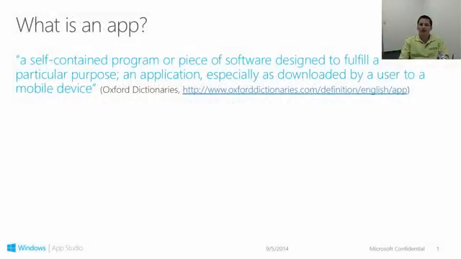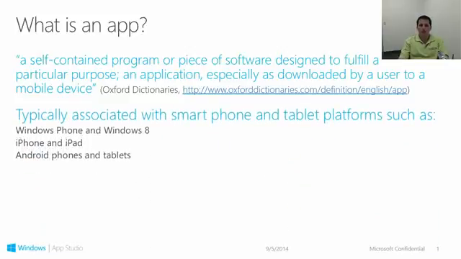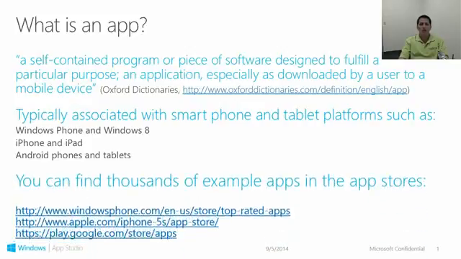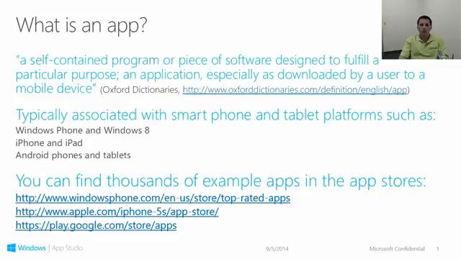Let's level set by establishing a mutual understanding of what an app is. According to the Oxford Dictionary, an app is a self-contained program or piece of software designed to fulfill a particular purpose. An application, especially downloaded by a user to a mobile device. When one hears the term app, one generally associates them with a mobile device, such as a smartphone or a tablet device. The 3 prevalent mobile platforms expose a massive collection of apps through their own respective app stores. On these stores, you can find a myriad of different types of apps with purposes and uses beyond what most people can imagine.